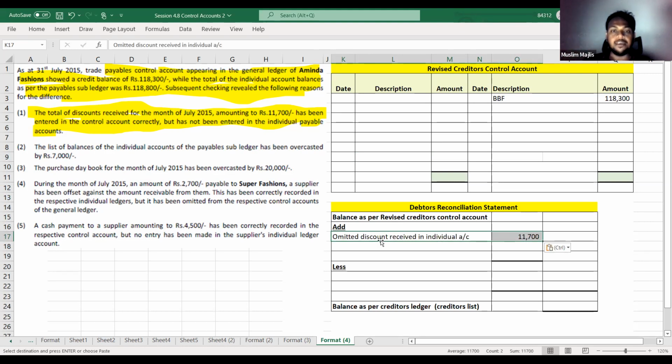Therefore, we need to add the omitted discount received. A credit balance or a debit balance is not recorded. Discount received is a deduction from the creditor's account. So that was not deducted in the individual account. Therefore, the individual account balance is more. So you add. Individual account balance is more, so you have to add.